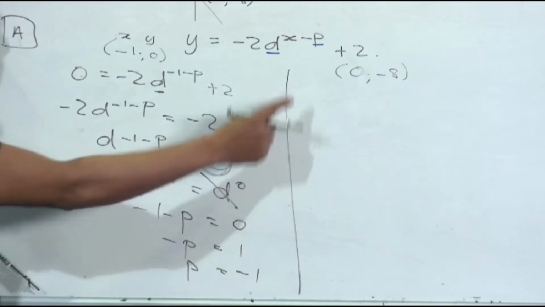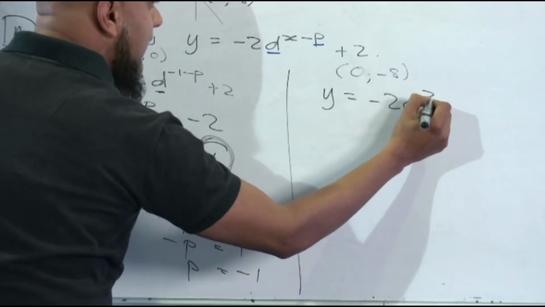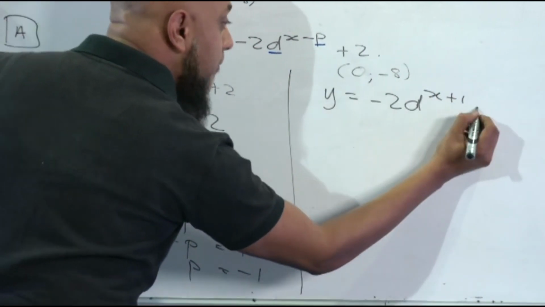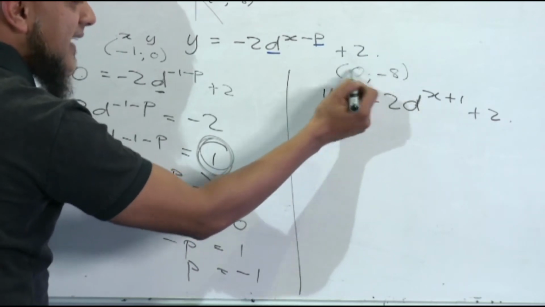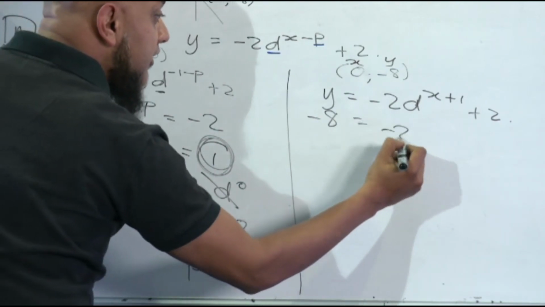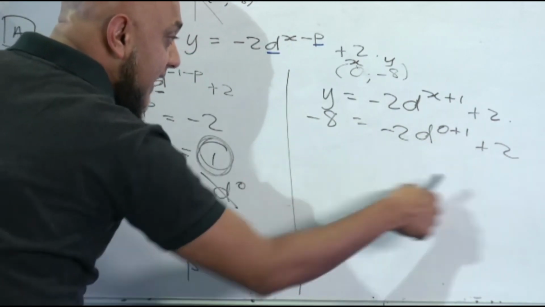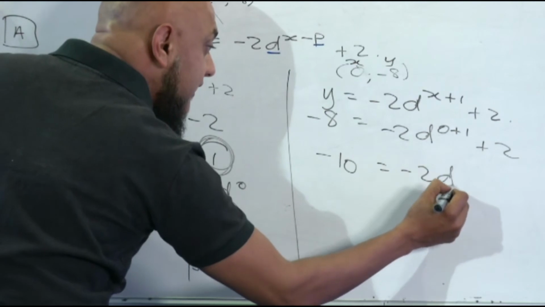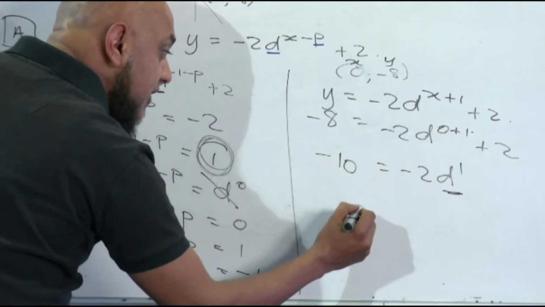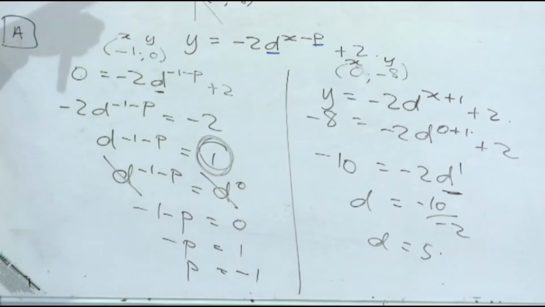I now take the -1 and plug it back in. So now I have y = -2d^(x - (-1)) + 2, which is -2d^(x + 1) + 2. I now substitute my second coordinate for x and y. This is x, that's y. So -8 = -2d^(0 + 1) + 2. We're now going to be solving for d. So -8 - 2 = -10, which is equal to -2d^1. Divide by -2 on both sides because you only want d. So d = -10 over -2, d is equal to 5. Game over. We now have d, p and q.